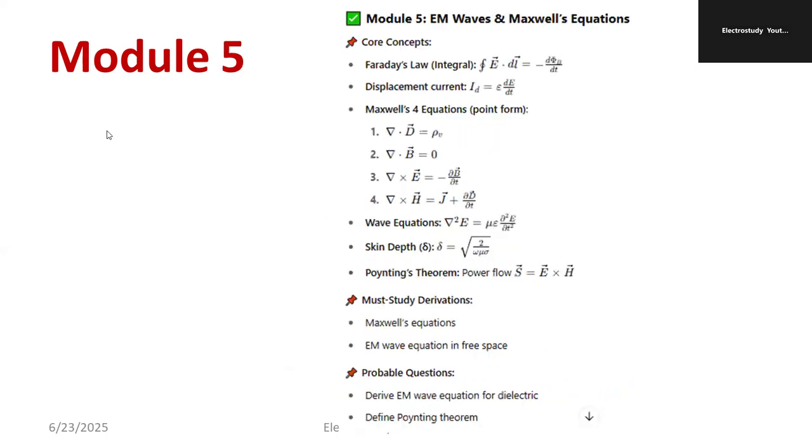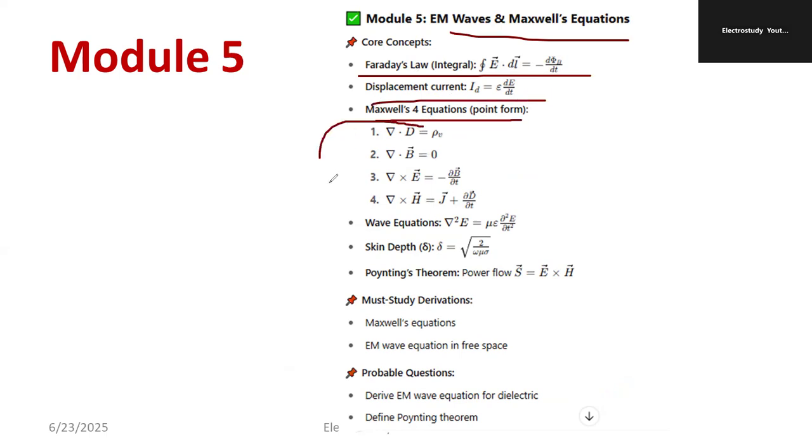Then module 5, I can give a few more suggestions, like Maxwell's equations and EM waves. You have to study Faraday's law, then displacement current and Maxwell equations in the point form. This is actually an unavoidable point. I can promise you that these questions you can definitely expect in one way or another in the university examination.